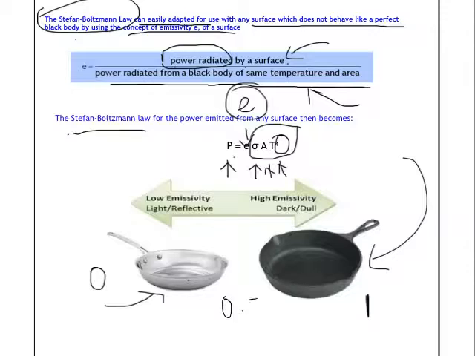Somewhere in the middle, 0.5, represents an object which is only radiating 50% of the power of what a perfect black body would. I threw these numbers in randomly. This frying pan is not 1, and this frying pan is not 0. Somewhere close though.